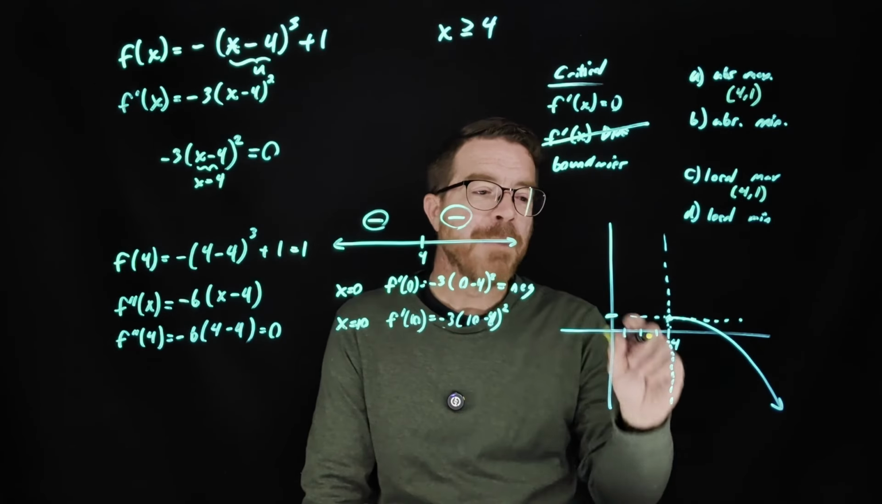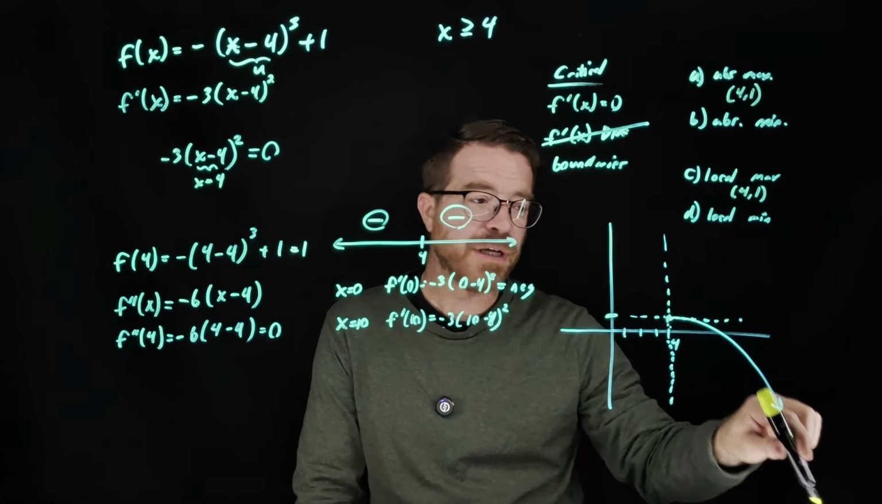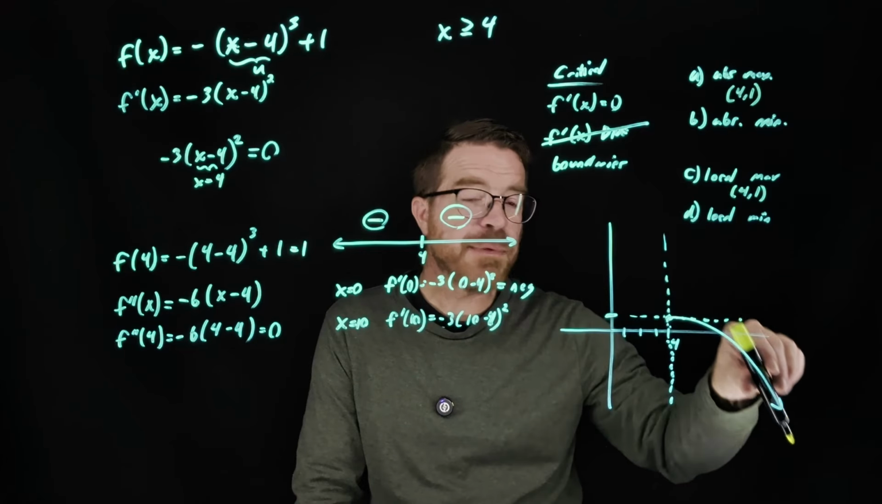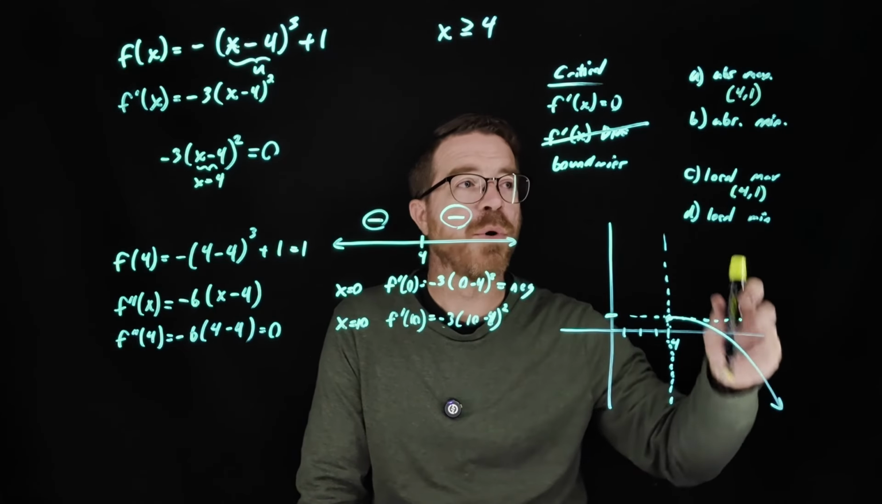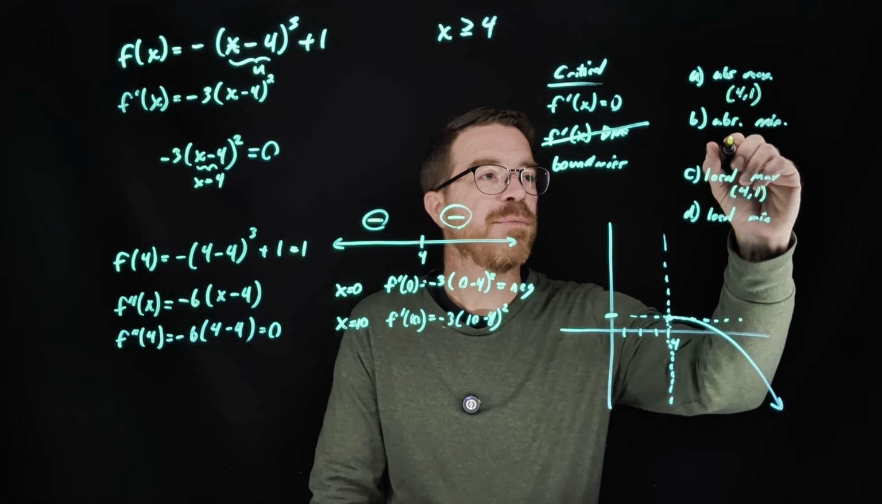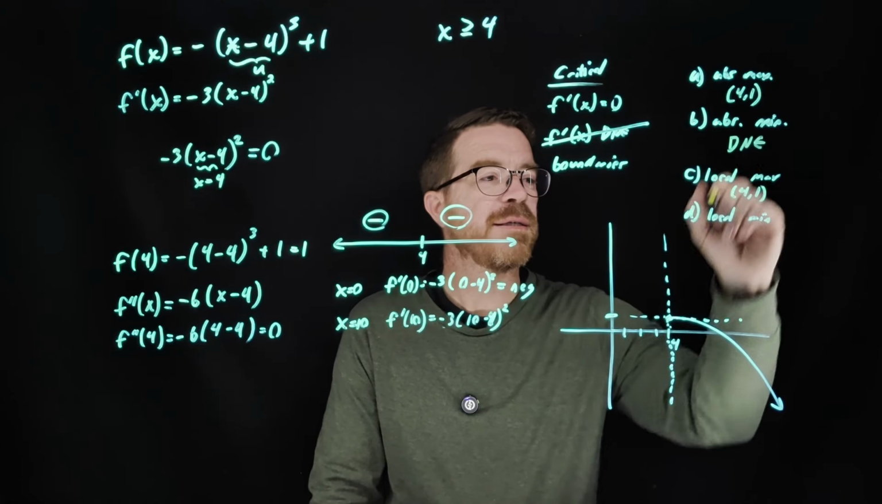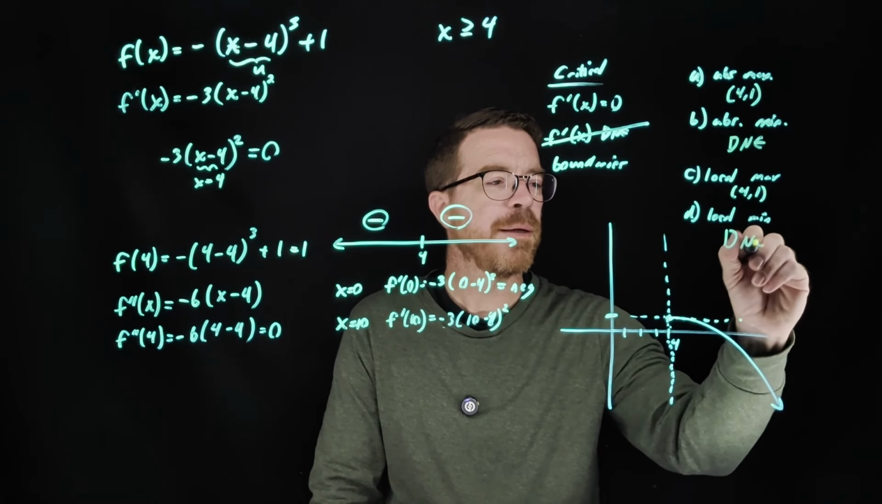For minimums, because this is going in a negative direction and it's never coming back up from there, this means that we actually have no local minimum or local maximum. So in this case, it would be does not exist for both of these.